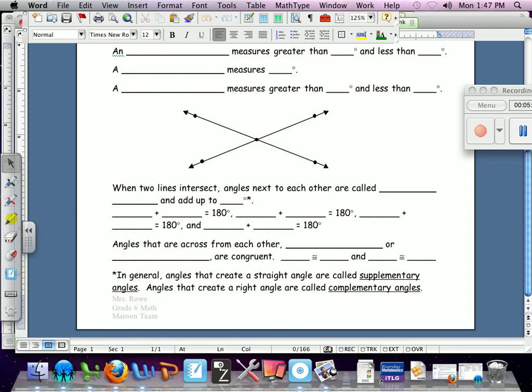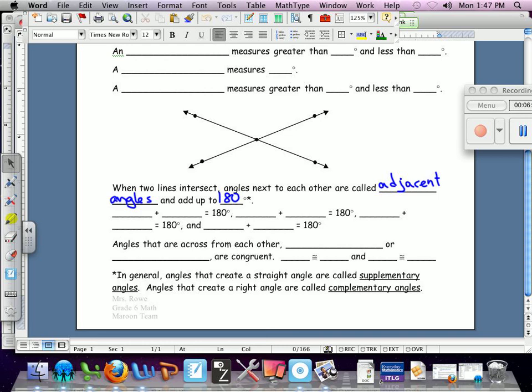So when two lines intersect, angles next to each other are called adjacent angles. And because they were formed from a line that got intersected, they add up to 180 degrees. And then down here, in general, angles that create a straight angle are called supplementary angles. Straight, supplementary, some people use that trick. Some people use the S to be turned into an 8, like 180.